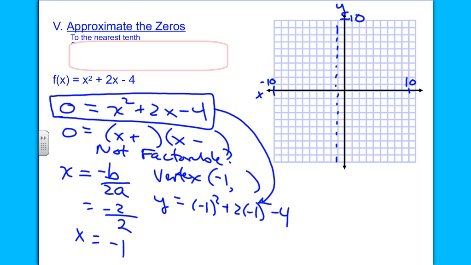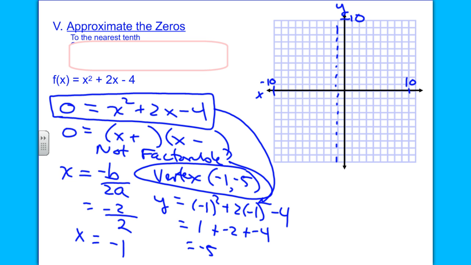And negative 1 squared is 1. And 1 plus what is 2 times negative 1? Negative 2. And we have negative 4 as well. And when you add these three numbers, Braden, what do you get? -5. Yay. We have an actual vertex at -1, -5.